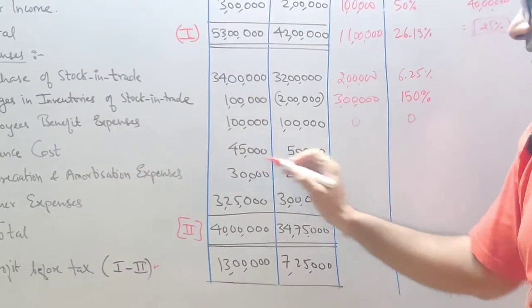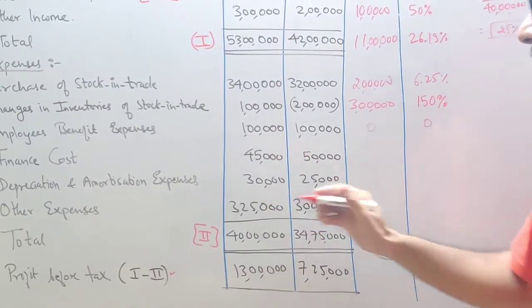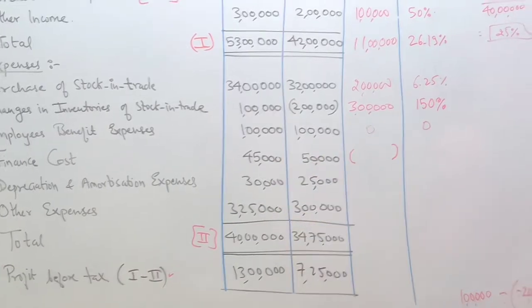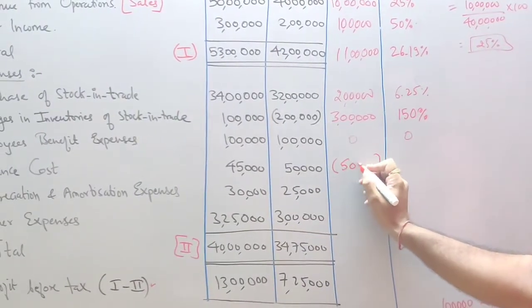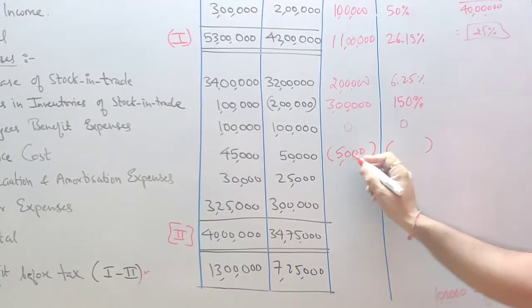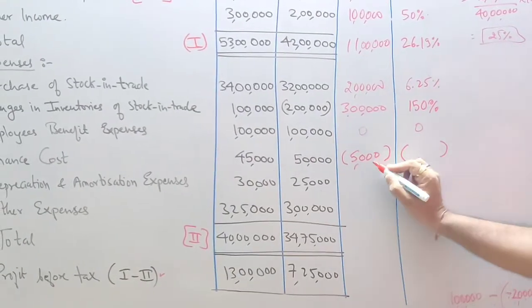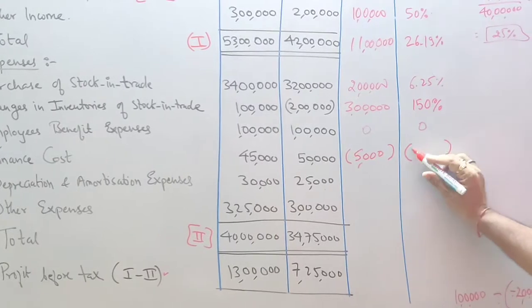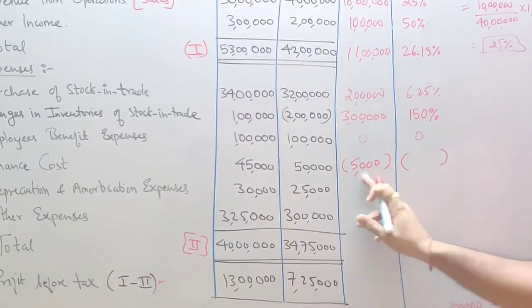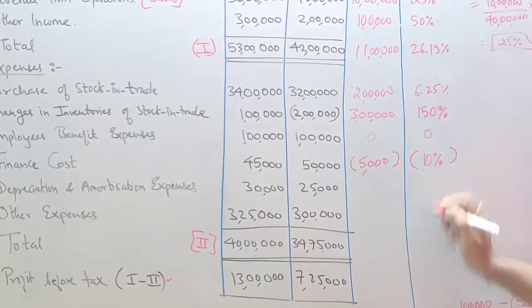Now here, last year your financial cost was 50,000, this year it is 45,000, so it got decreased. How to show decrease, students? You will have to show decrease by writing in bracket. How much decrease? 5,000. And if you are showing a decrease, your percentage will also be in decrease form. So you have to write in bracket. If your amount is decreasing, even your percentage is also decreasing. So you will be writing in bracket. What will be the percentage? 5,000 divided by 50,000. That is 10%.